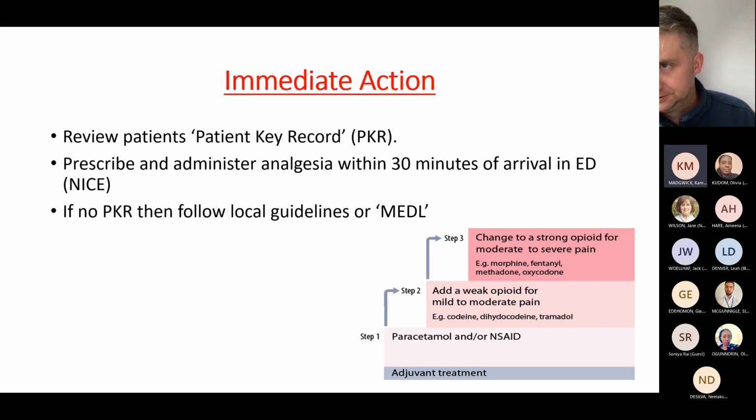Olivia, would it be possible for you to send me an example of the card that you use in A&E? Yes, I could do that. Who's speaking, please? Sorry, it's Karen Madgwick. All right. Okay. I'll put my email address in the chat. That's fine. Thank you.